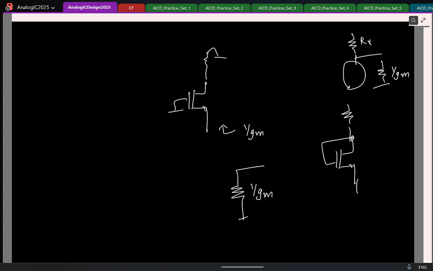Then if you have a resistor at the top, what is the resistance now looking here? This is now a single resistance with a value 1 by Gm. So 1 by Gm and Rx come in series. So here is where you can say it's 1 by Gm plus Rx. Correct? Whereas here, if Rx is assumed to be much smaller than, let us say, R naught, the resistance looking here is just 1 by Gm. Is that clear?